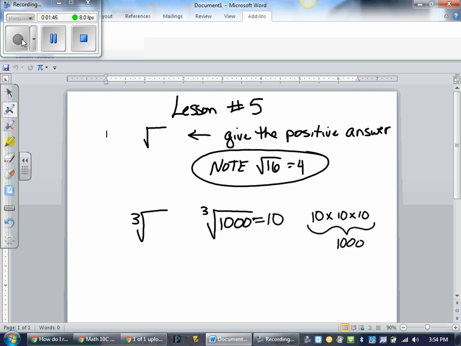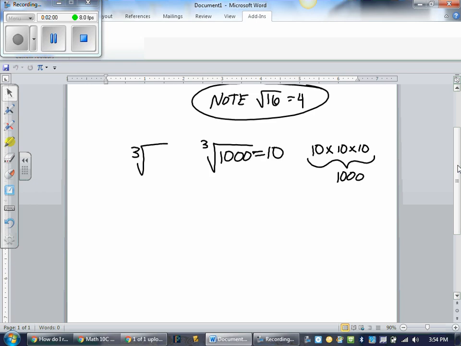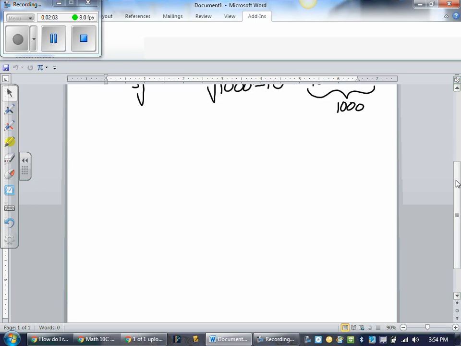All right, so if you go down the page a little bit, it says warm-up number 1. I'm going to clear this for right now. Okay, so it says 4 times 4 is 16. So the square root of 16 is 4. When you have this little symbol, we're only going to give the positive 4 as an answer. So you need to write this 4 in the blank.